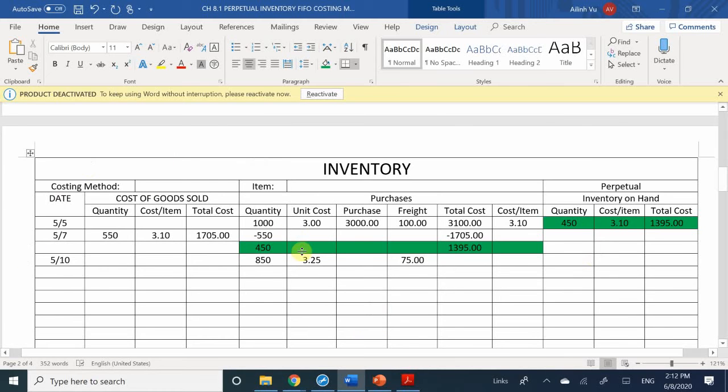Now I need to just solve for the rest. So, how much are 850 items going to cost? What's my total purchase price? Total purchase price is 2,762.50. Yep. Go ahead, Andrea. 2,762.50. I have 2,837.50. Okay, so again, that's the total cost, including the freight. Yeah, that's the total cost. We're only doing total purchases.